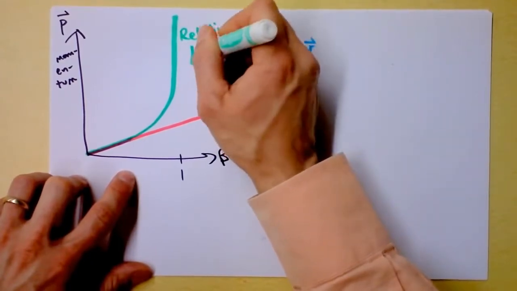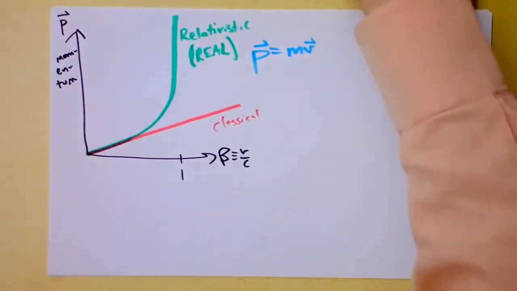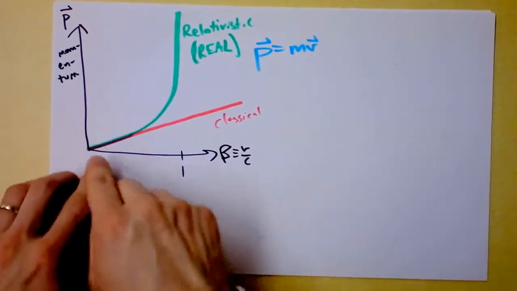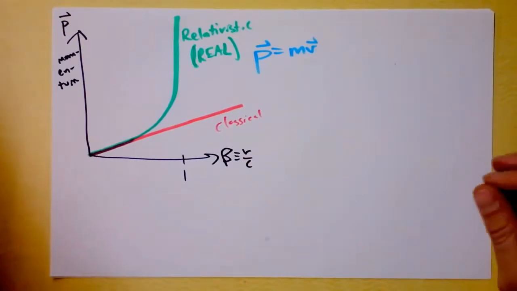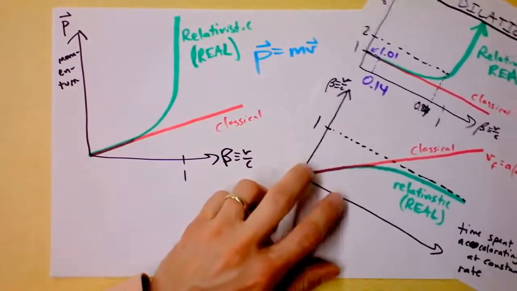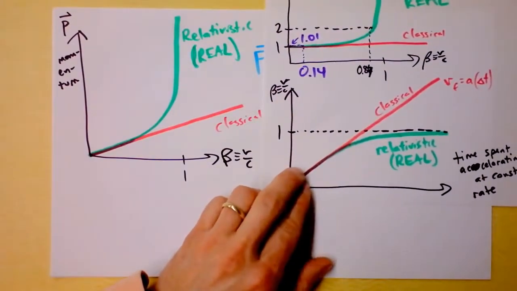The relativistic or actual result is shown right here in seafoam green, the color of hope. That right there is going on. But at the same time, now let's reconcile this. Here's our time spent accelerating at a constant rate. I'm just going to cover that up so we can see this a little bit better.